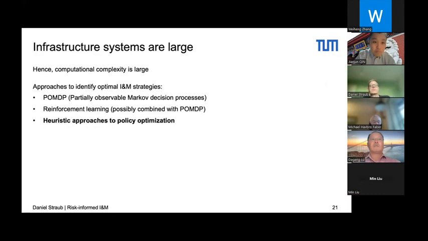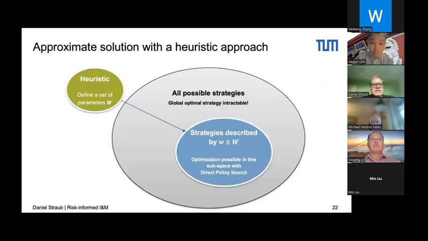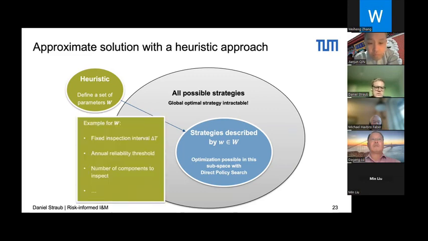Now, what is the idea of the heuristic approach? The idea is that we think of this set of all possible strategies. Remember, it's 10 to the power of 73. So we have this very large space. But instead of considering all these options, we are trying to find a subset of these that we can describe by parametric heuristics. I'm going to make an example so that you understand what it is. And we're going to search only in this subspace. This is called policy search.